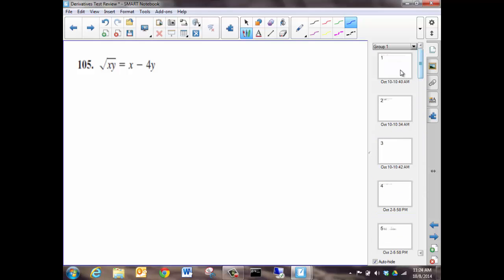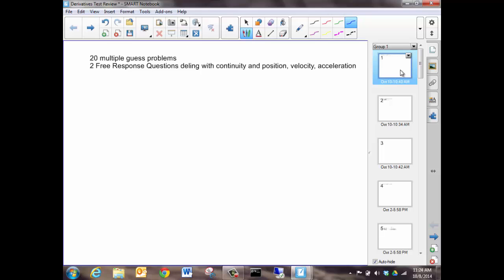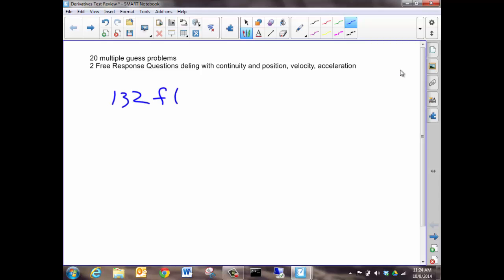Let's make up another position, velocity, acceleration problem here, okay? You're standing on a cliff that is, let's make it, 132 feet high. The cliff's 132 feet high. You're going to jump up in the air with an initial velocity of 16 feet per second. All right? V sub 0, V naught. Okay?